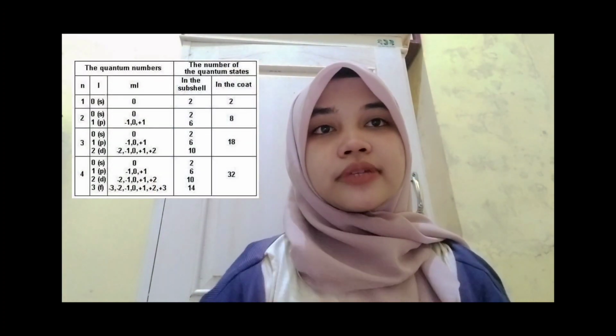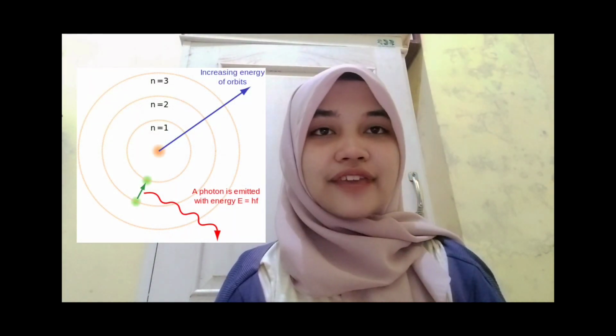There are 4 different quantum numbers. The first one is the principal quantum number, n, and it can have a whole number value starting with n equals 1. Those are the principal energy levels.